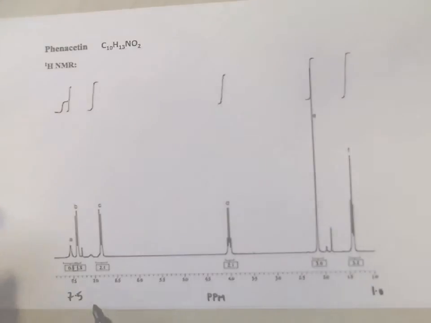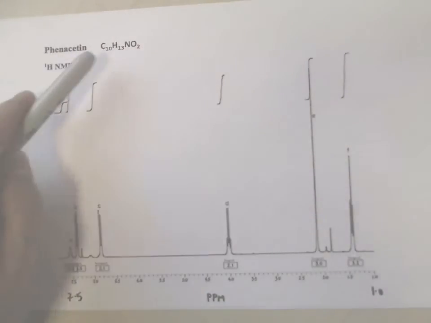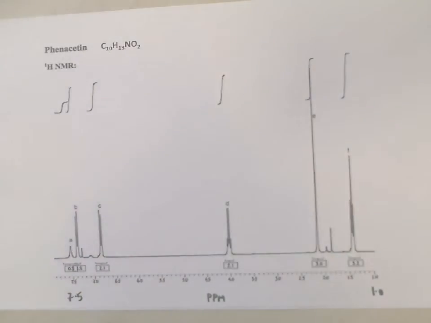But also notice that the peaks are split into doublets, quartets and triplets. And on this course we're not splitting in the carbon NMR spectrum, so the scale and the splitting tells you that it's a proton NMR. So using this proton NMR, can we predict the structure of phenacetin with this molecular formula? Well, how do we go about it?